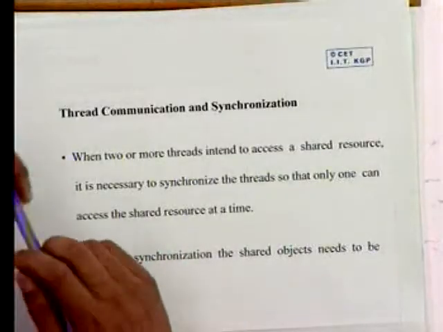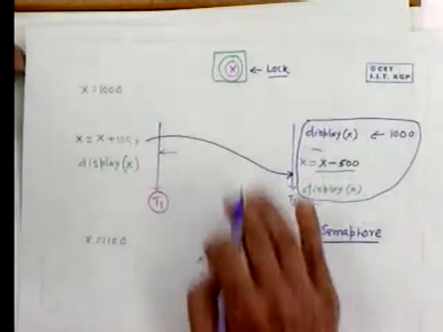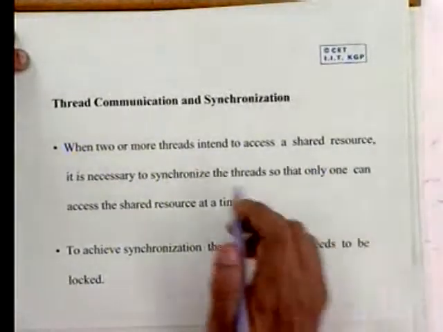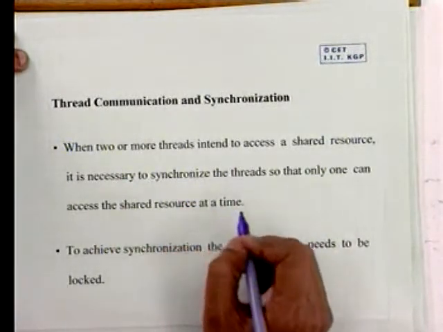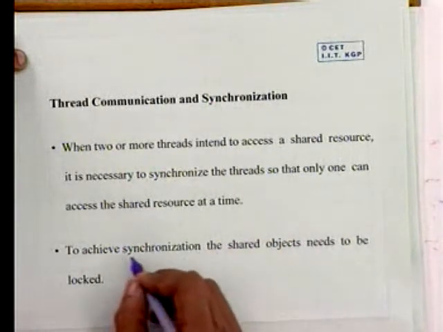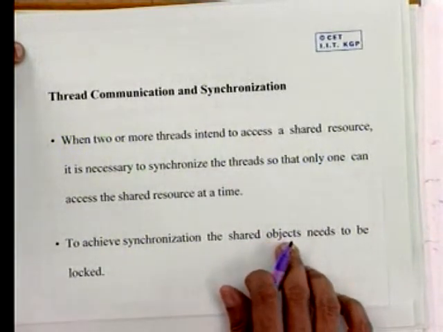So the concept of communication and synchronization of threads is that whenever two or more threads intend to access a shared resource, in this example the account balance, it is necessary to synchronize the threads so that only one can access the shared resource at a time. And again, to achieve the synchronization, the shared objects need to be locked.